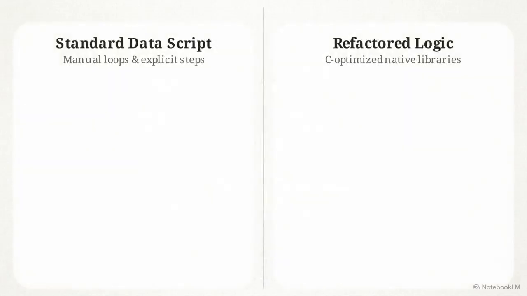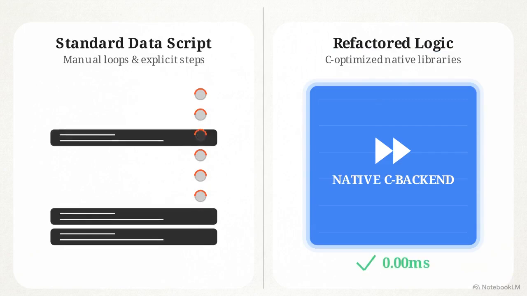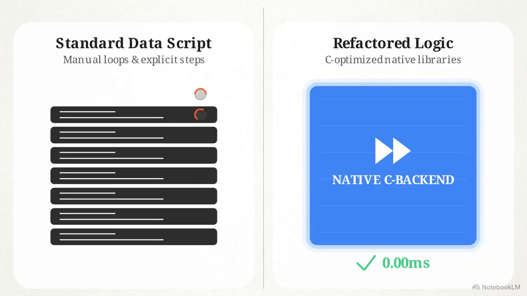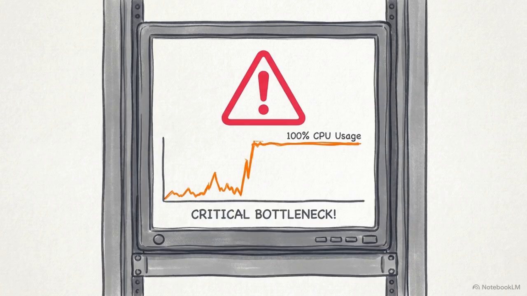We are going to deconstruct a standard data script and refactor its logic using C-optimized native libraries to see how the architecture changes. Code that merely works is a trap if it inadvertently bottlenecks the hardware it runs on.